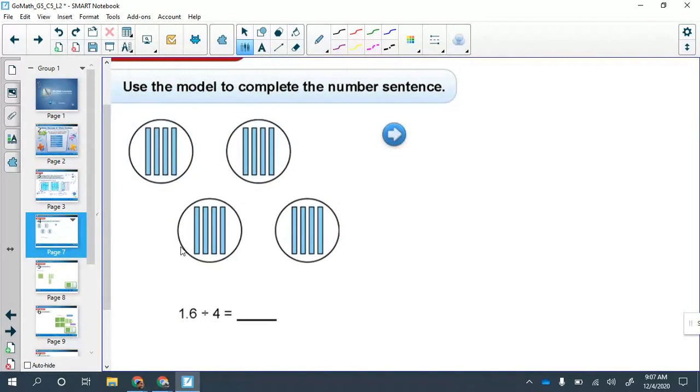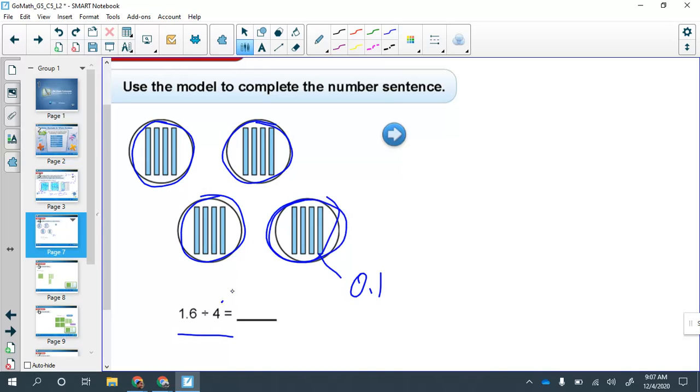So let's look at that idea here again, right? This one they've already gone ahead and they've broken up the model, right? So each of these units inside of here is equal to 1/10. The problem is 1 and 6/10 divided by 4. We see that they've drawn 4 circles, right? Because we're dividing by 4, right? That's why we have 4 of these. And then if we count up all of the tenths that are in there, we should get 1 and 6/10.